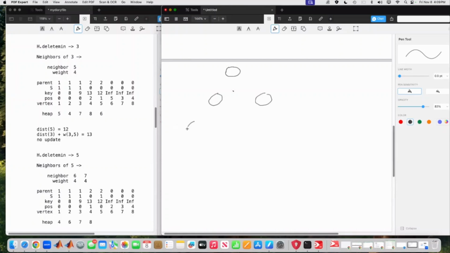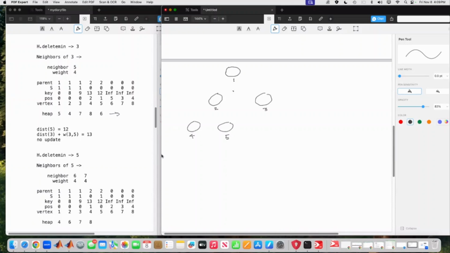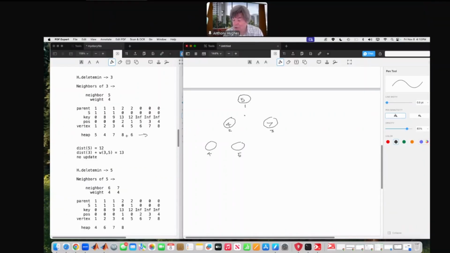3, 4, 5. And we got position 1, position 2, position 3, position 4, position 5. Now let's go to the heap. There it is. And we see in the heap that we have node 5 at the top. Node 4 is in the second position. Node 7 is in the third position. Node 8 is in the fourth position. And node 6 is in the fifth position. Everybody okay with that? All right.